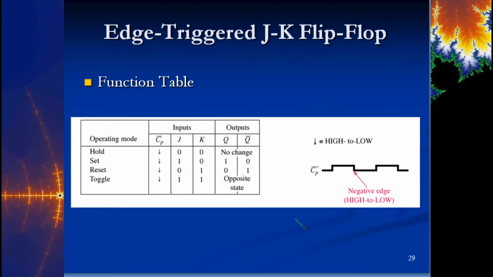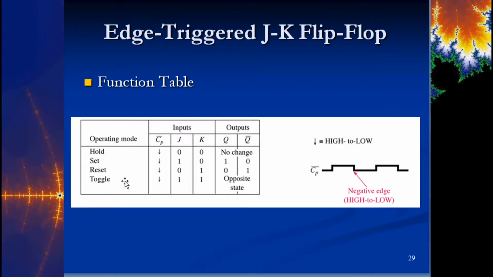All right, now here is the function table for a JK flip-flop. You'll notice that the first three look identical. If you're in a hold condition, you have 0, 0 on the input. If you have a set condition, you have 1 on J and a 0 on K, and that gives you a 1 on the output and a 0 on the complement output. If you have a reset condition, that's 0 on J and 1 on K. That means that Q is 0 and Q naught is high.